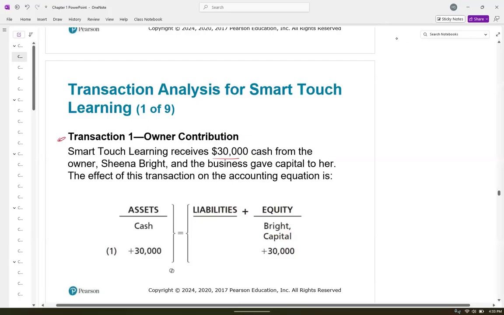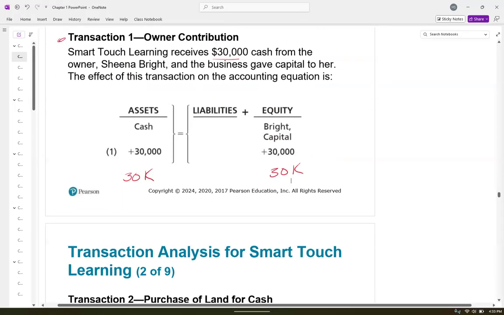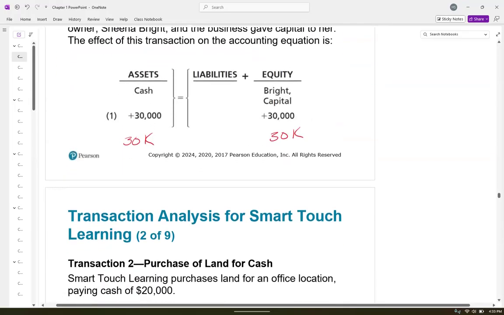If I did a balance on my totals right here, this is very simple. We're at the first transaction. My equation would balance, right? Because I'd have 30K here and 30K there. Well, the water's fixing to get a little muddier. So the next one, Smart Touch Learning, the business, purchases land for an office location, paying $20,000 in cash. They said paid cash. We know cash is going down here. Cash is going down. So I'm just going to come right up here before I just give you the entire entry.